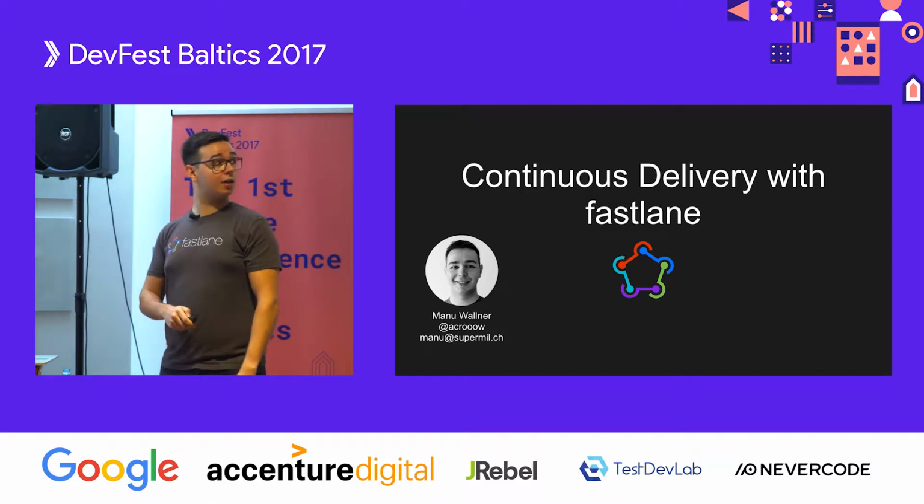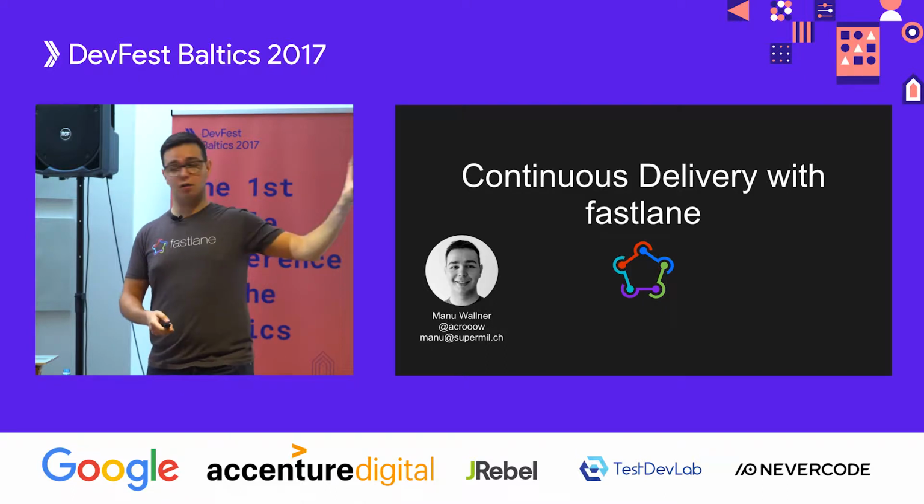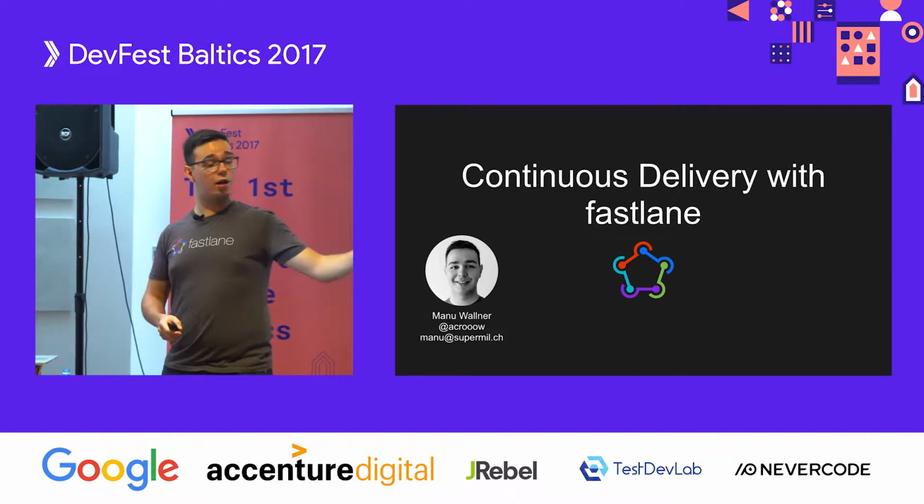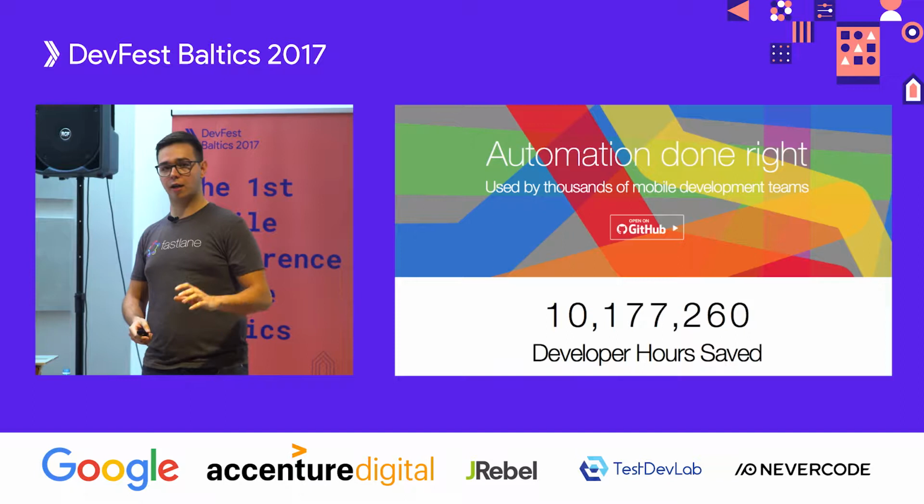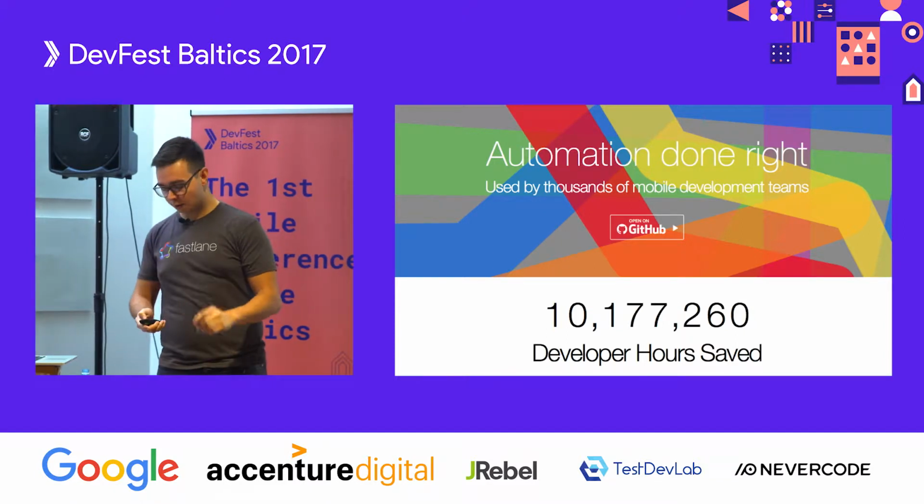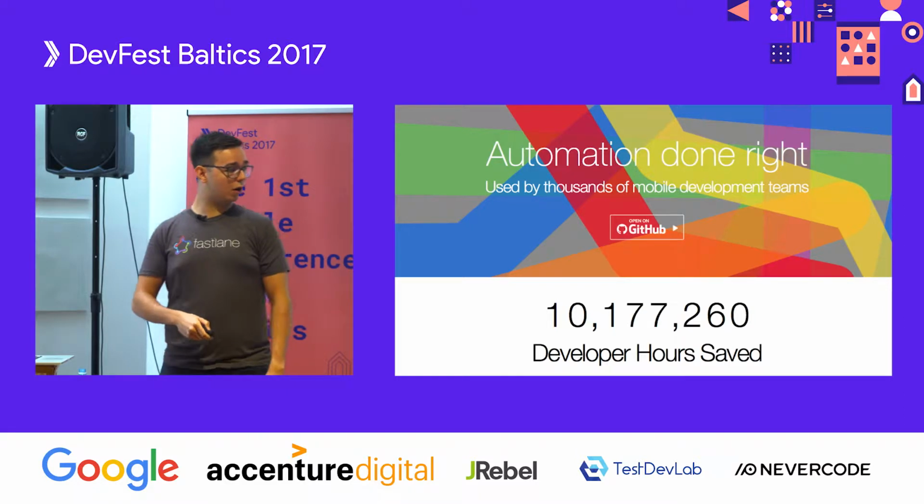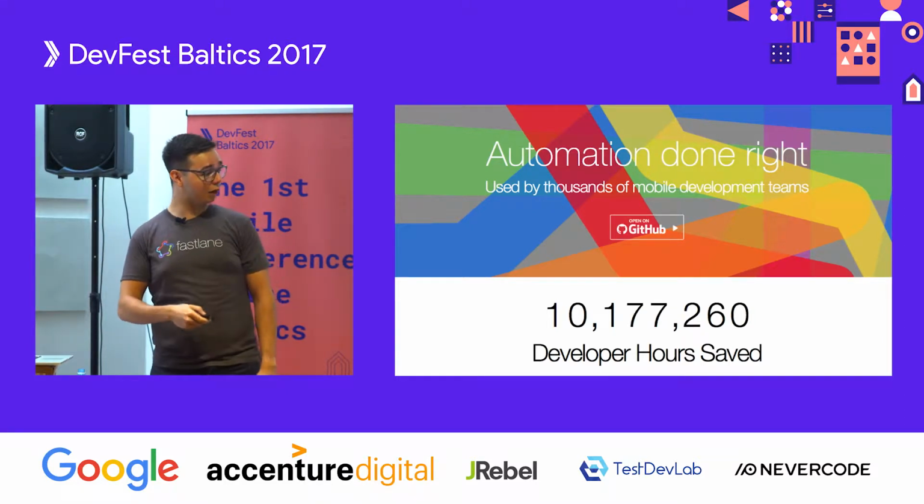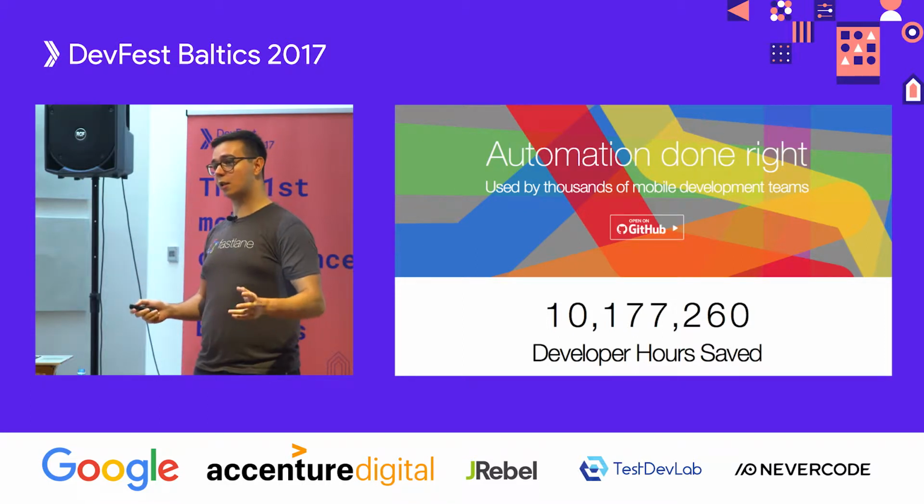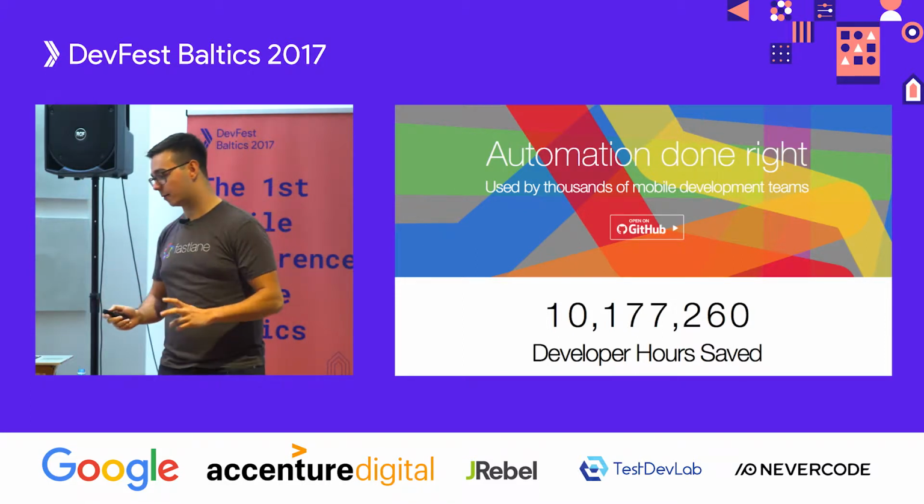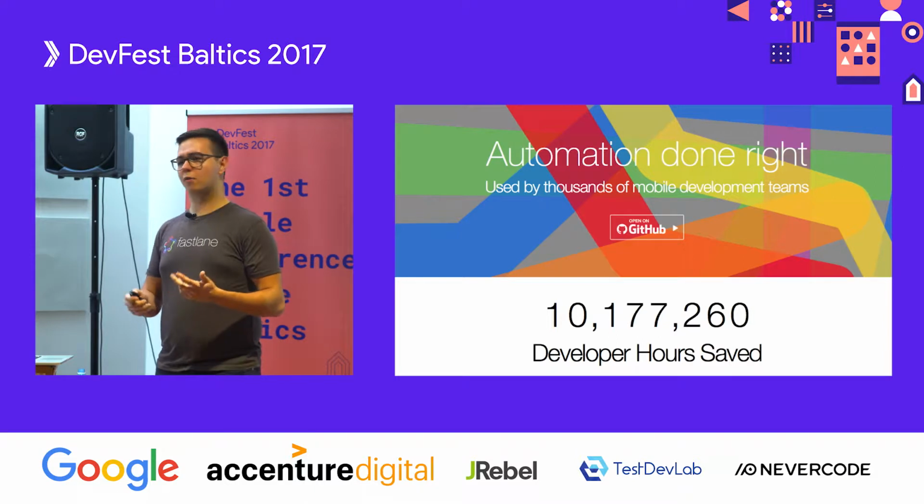So before we actually get started, let's take a look at this screenshot. I took this screenshot on Fastlane's website, I think last Tuesday or something. But the important part here is this number. In total, you guys in the back probably can't see it, but Fastlane has saved over 10 million developer hours worldwide. And it's been out, I think, for 3 years or so. So that is a lot.